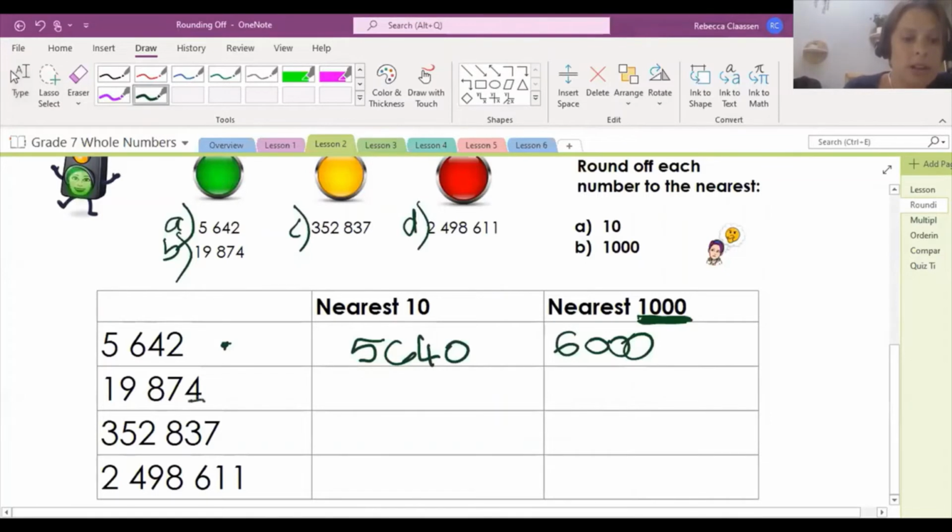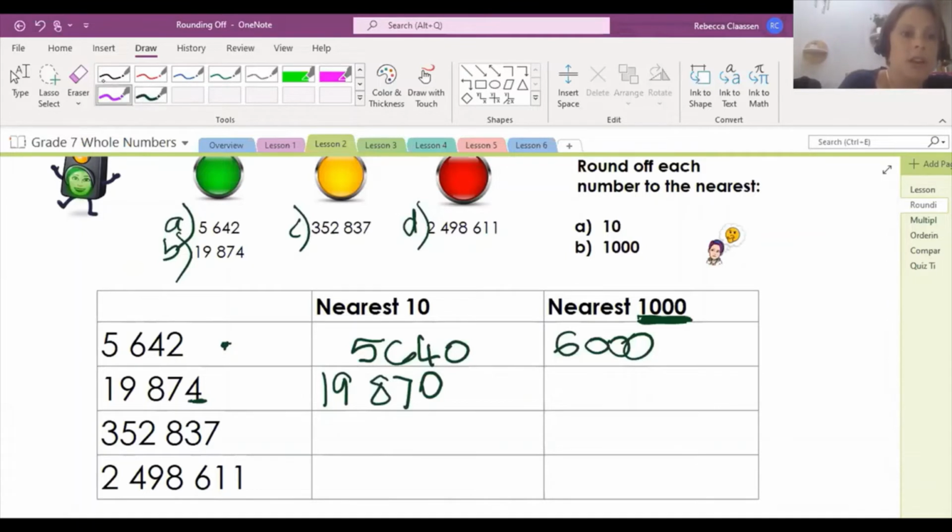Right, so we're rounding this one off to the nearest 10, which means we have to look at our units column, right? And 4 is less than 5, which means that it's going to stay the same. We're going to let the number rest because it's 4 or less. So we're going to have 19,870.